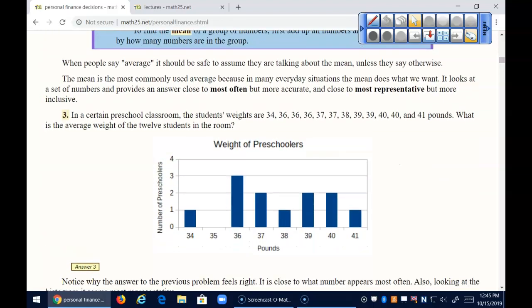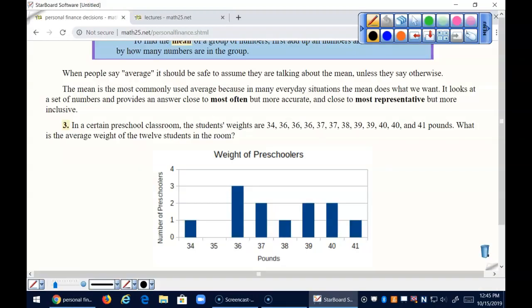So here are a bunch of preschoolers. One of them weighs 34 pounds. 3 of them weigh 36, 2 weigh 37, 1 weighs 38, 2 weigh 39, 2 weigh 40, 1 weighs 41. And we could ask, what's the mean weight of the 12 students in the room? What's the average weight? In real life, when somebody says average and doesn't tell you what kind of math to do, you should always assume it's the mean. Add them up and divide by how many.